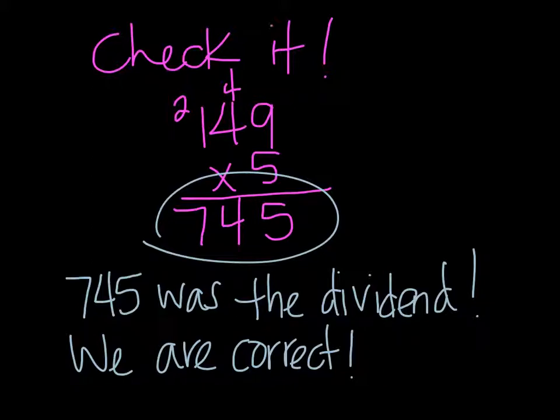We can check our answer again by multiplying. Our solution was 149 and our divisor was 5, so we'll multiply our answer by our divisor. 149 times 5 is 745, and that was our dividend. Was 745 our dividend? It was, and we're correct again.